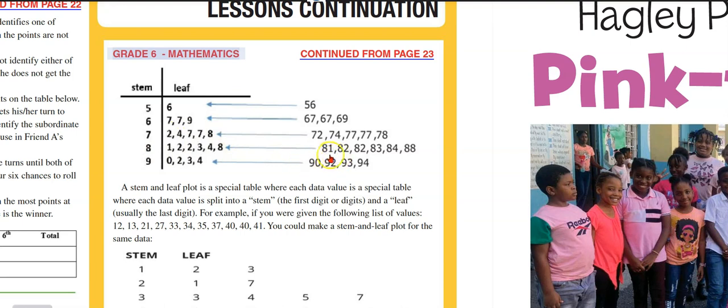80. So for the 80s, we have 1, 2, 3, 4, 5, 6. So we have 81, 82, 82, 83, 84, and 88. For the 90s, we have 90, 92, 93, and 94.